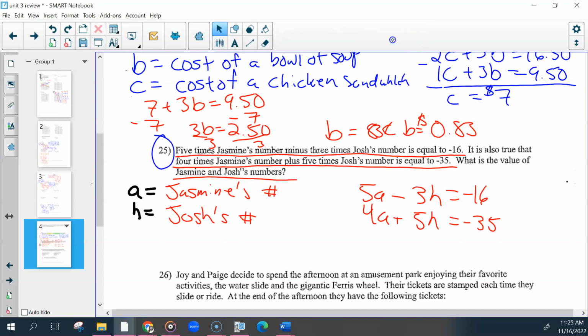If we don't have any other questions, go ahead and clear off your desk. Put your cell phones in a calculator pocket. Grab a calculator.